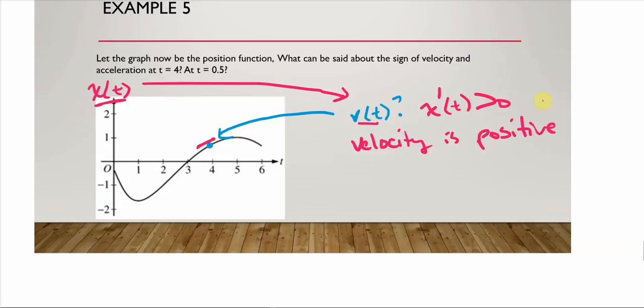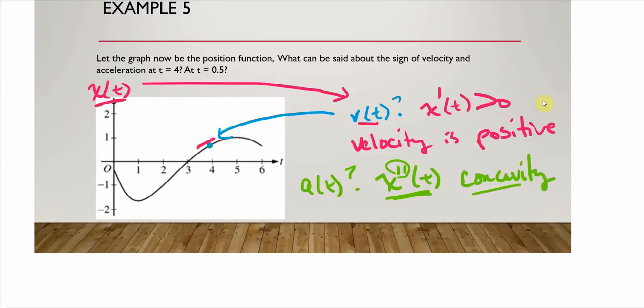Okay. Now the next one is my acceleration. What is a of t there, at t equals 4? What you need to understand is that acceleration is x double prime of t, and the second derivative is really concavity. So I'm going to be looking at the concavity right there. What kind of shape is that? We're going to say that it is n shape, so it's concave down. That means that a of 4 is less than 0. It's negative. And that's it.